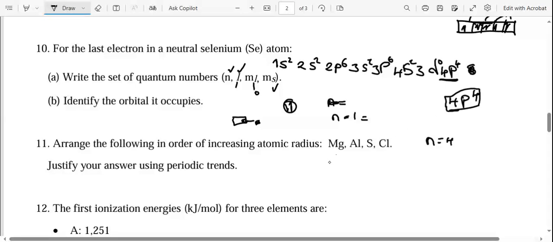This is how they are presented. When L is equal to 0, that is S orbital. When L is equal to 1, that is P orbital. When L is equal to 2, that is D orbital. When L is equal to 3, that is F orbital. You get me? So here we can see there's P orbital. So meaning that L is equal to what? 1. Like they are relating there. So it's 1.